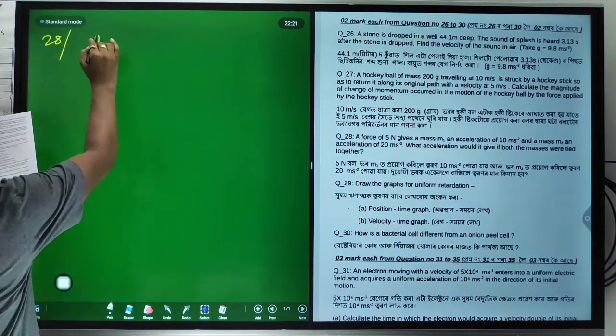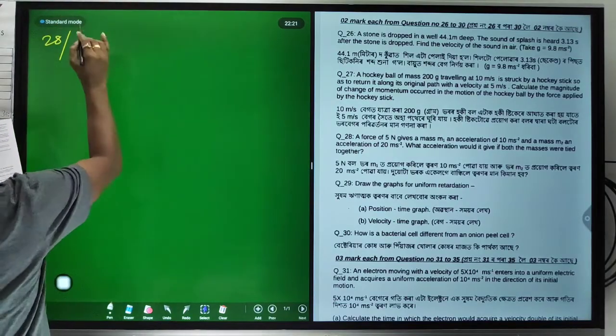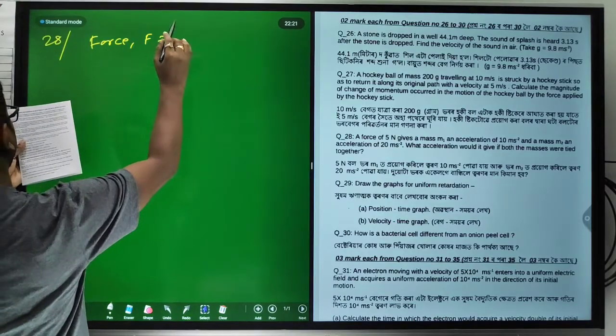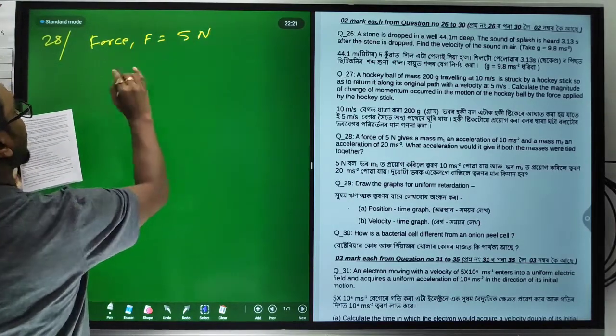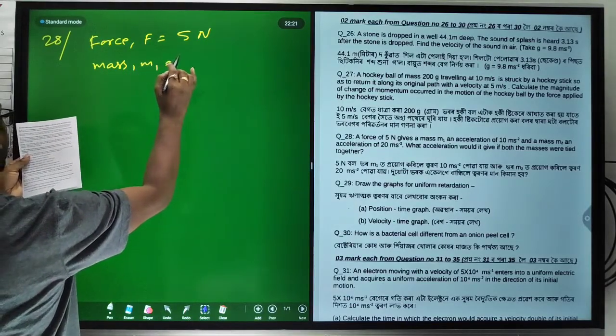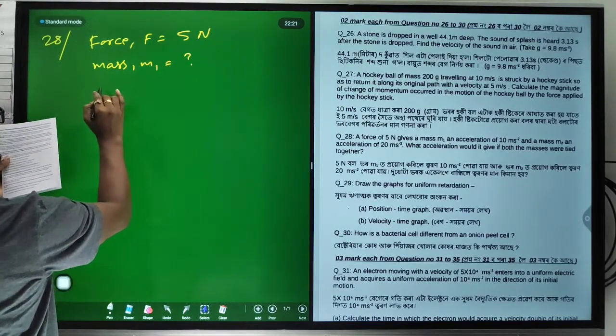So here the force F is given. How much? 5 newton. For mass m1, the acceleration given is how much?